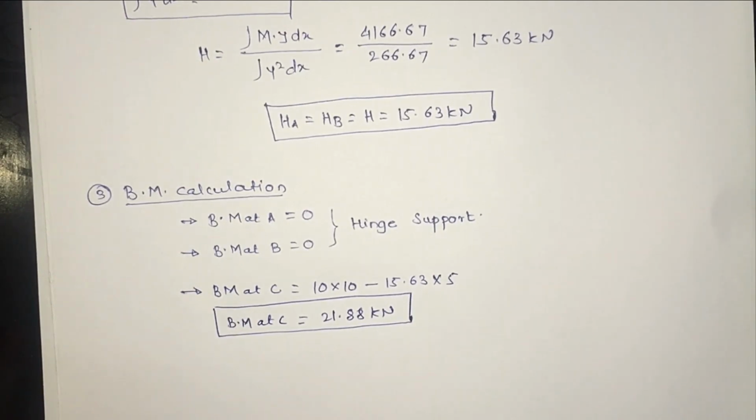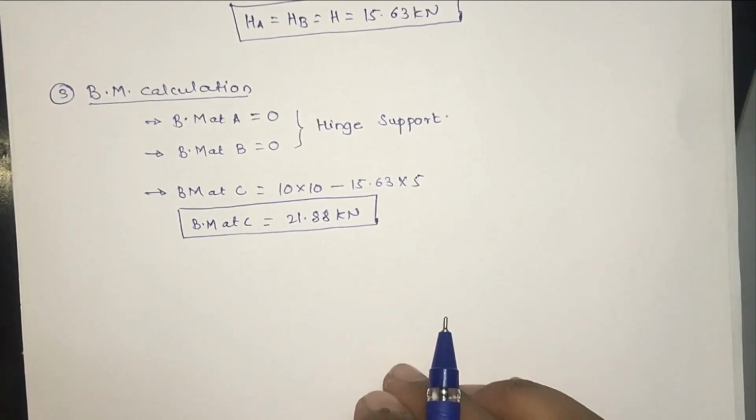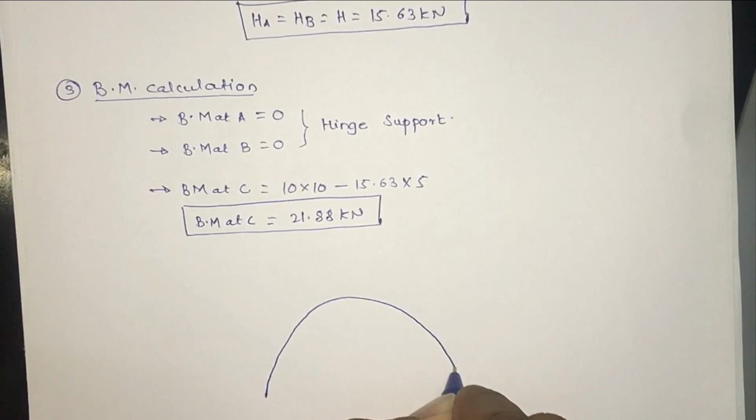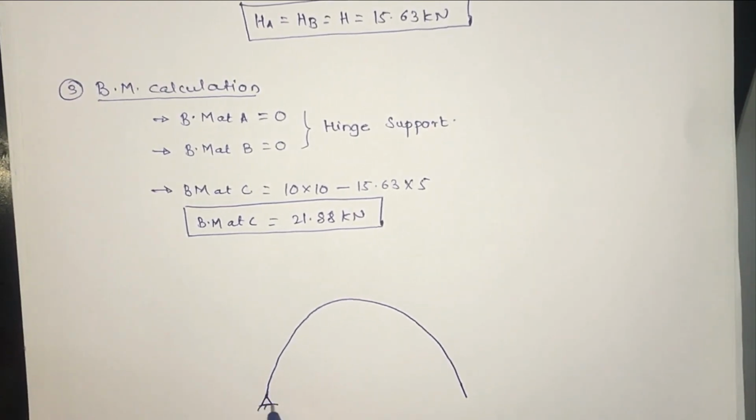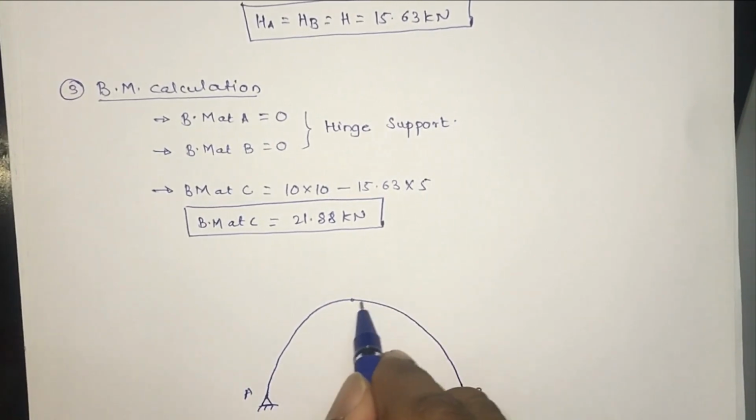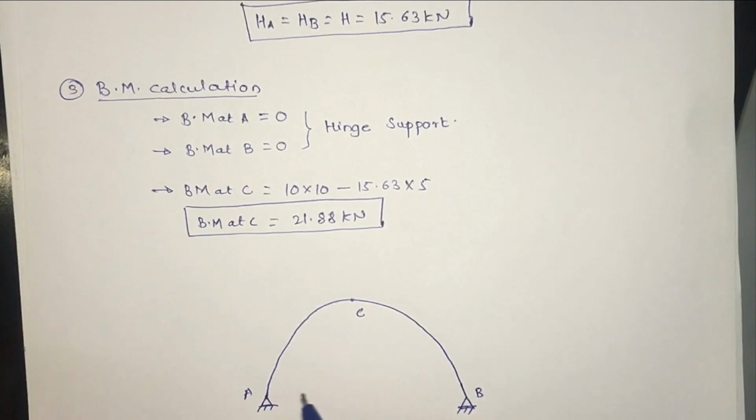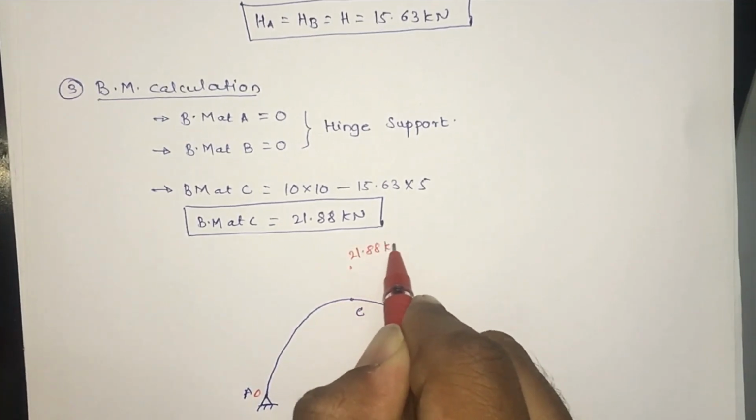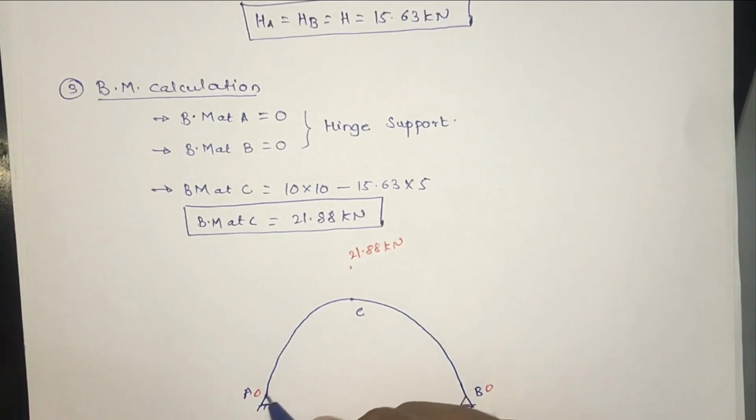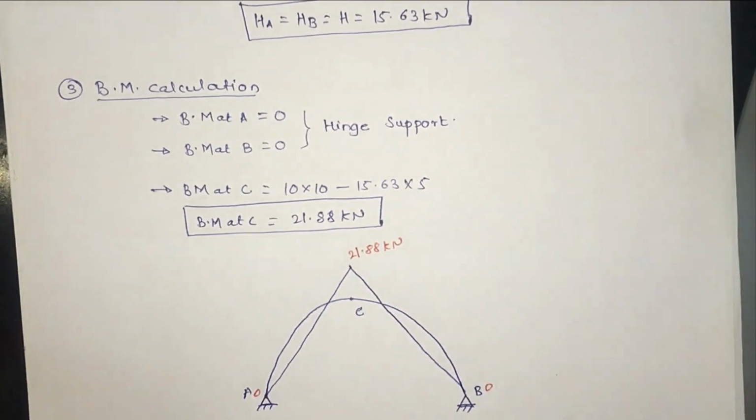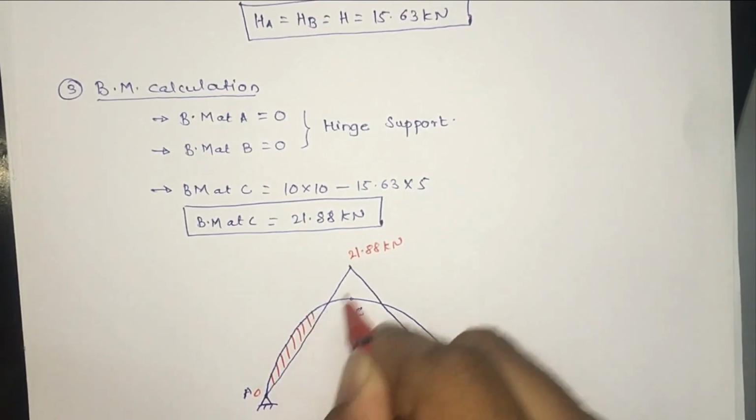So here we found the bending moments at all the points. Now we will draw the bending moment diagram for the two-hinge arch. To draw it, first we draw the given parabolic two-hinge arch. Here is point A, here is point B, here is point C. At this point the bending moment is equal to 0, at this point the bending moment is equal to 0, and at this point the bending moment is equal to 21.88 kilonewton. Let's join these points. Okay, now this is your final bending moment diagram of the arch.